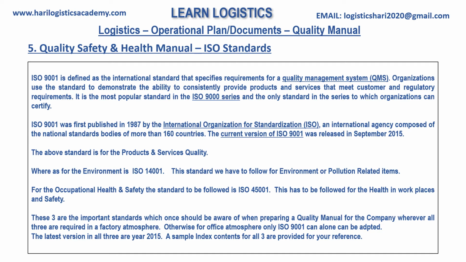These three are the important standards which one should be aware of when preparing a quality manual for the company. Wherever all three are required in a factory atmosphere. Otherwise, for office atmosphere only, then ISO 9001 can be adopted. The latest version in all three are year 2015. A sample index contents for all three are provided for your reference.